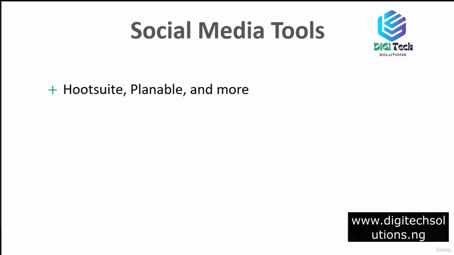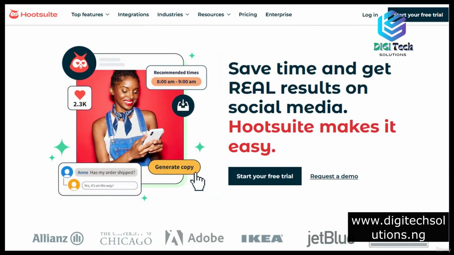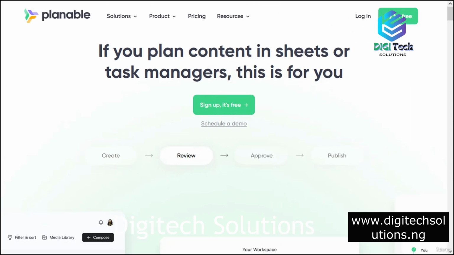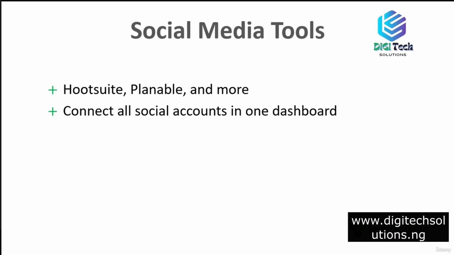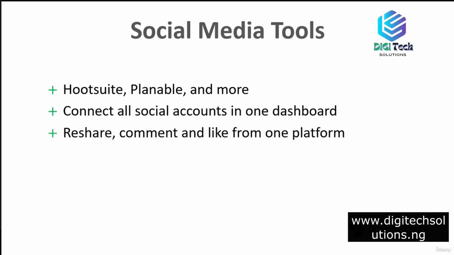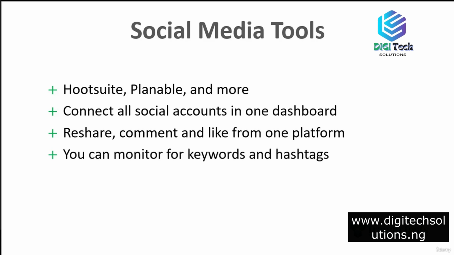And so there are multiple options out there for different social media management tools like Hootsuite and Planable. And these tools have been around for a while. What they basically do is connect all of our social media accounts in a single dashboard and allow us to do things like reshare and comment and like comments, all from one platform. They also allow us to monitor for keywords and hashtags and keep an eye on what's going on related to our organization in social media.